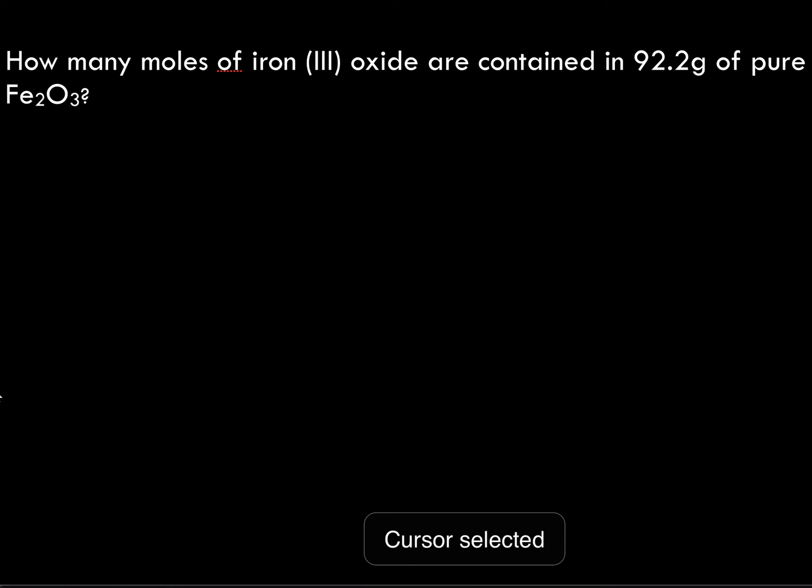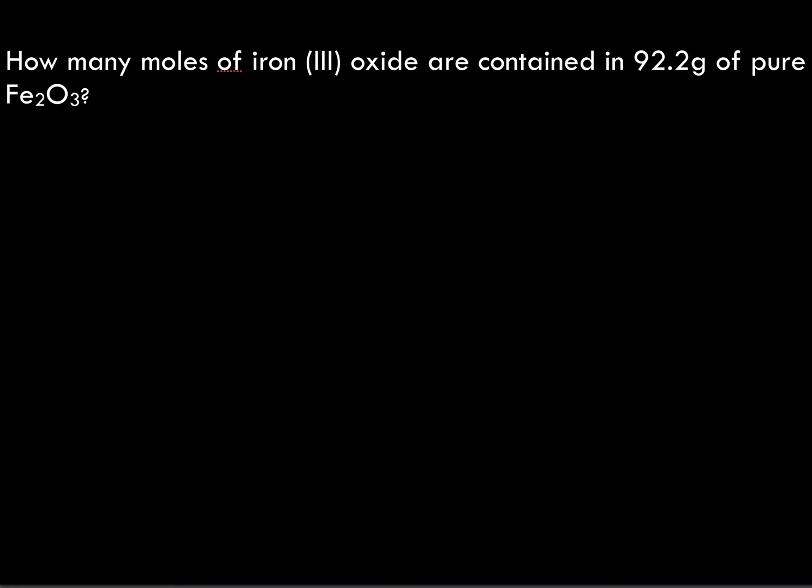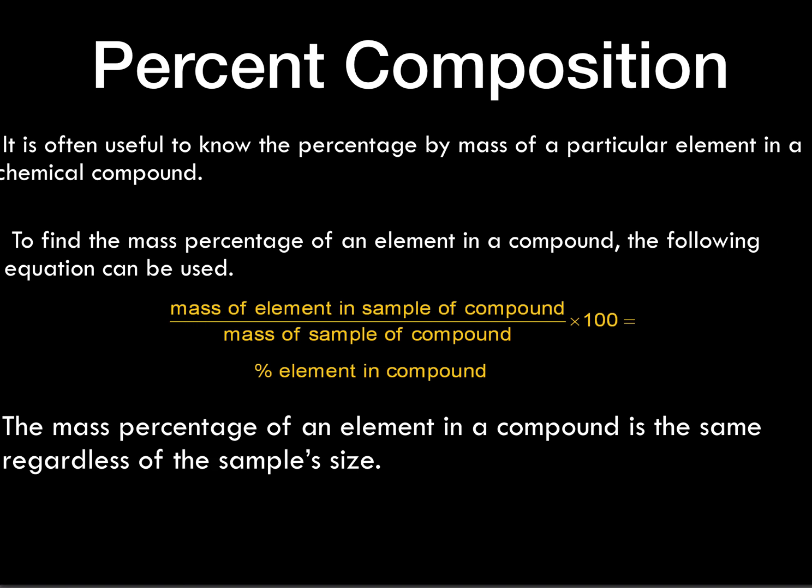Now, moving on to percent composition. So it is often useful to know the percentage by mass of a particular element in a chemical compound. So to find the mass percent of an element in a compound, the following equation can be used. So the mass of an element in a sample of compound all over the mass of the sample of compound times 100. And it's the percent element in the compound. The mass percentage of an element in a compound is the same size regardless of the sample size.